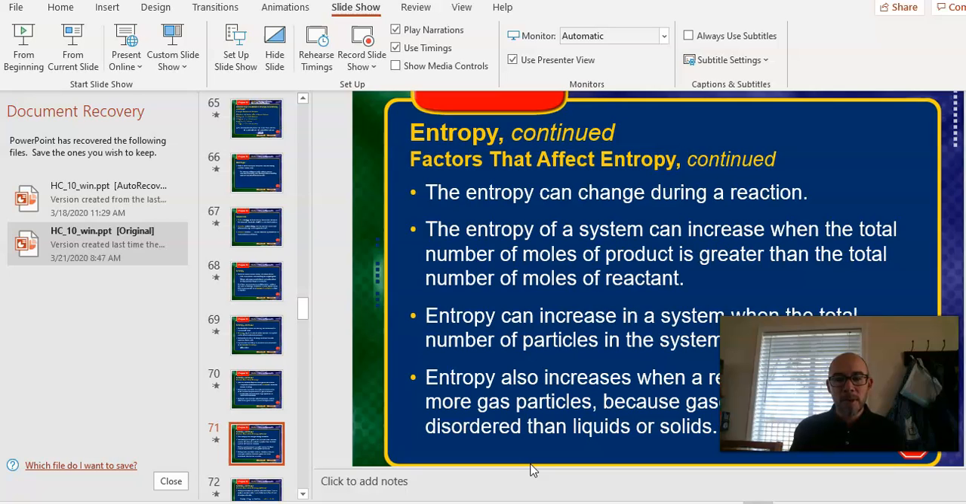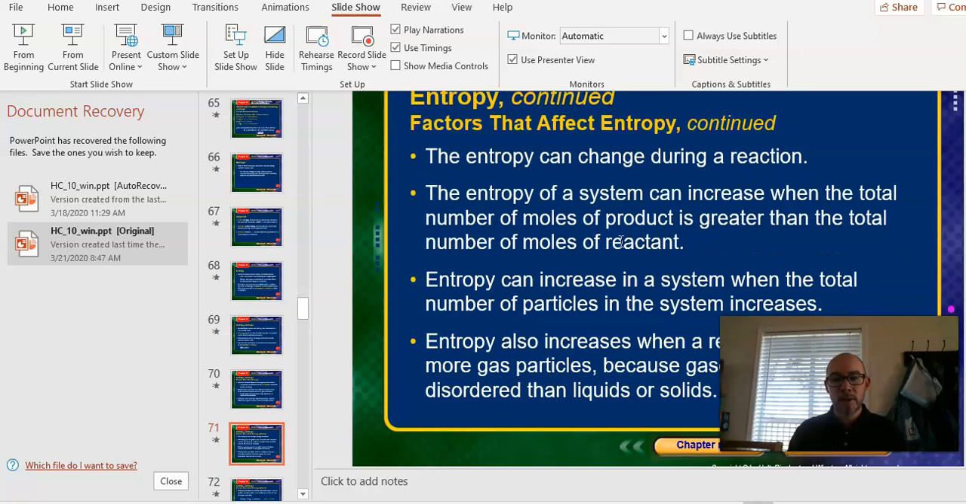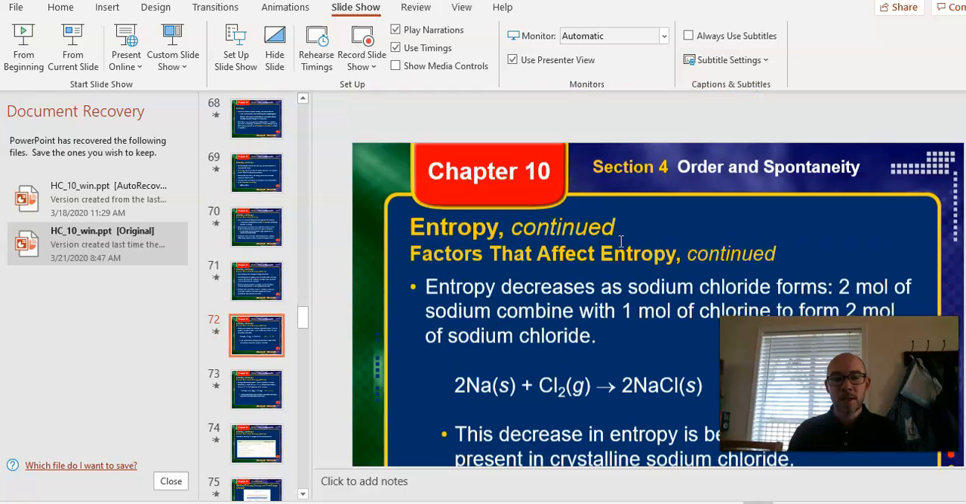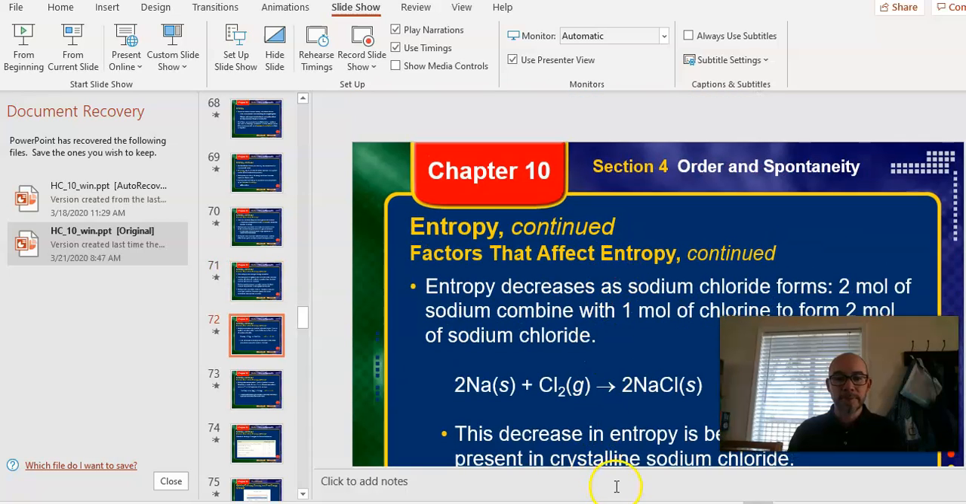Here's basically the bullet points for what I was just describing in my notes. Entropy can change during the reaction. Entropy can increase when you change the number of things that are in there. You can tip that by adding more of one thing than the other. Entropy can increase in a system when the total number of particles in the system increases, and entropy also increases when a reaction produces more gas particles. Okay, let's go to the next one.